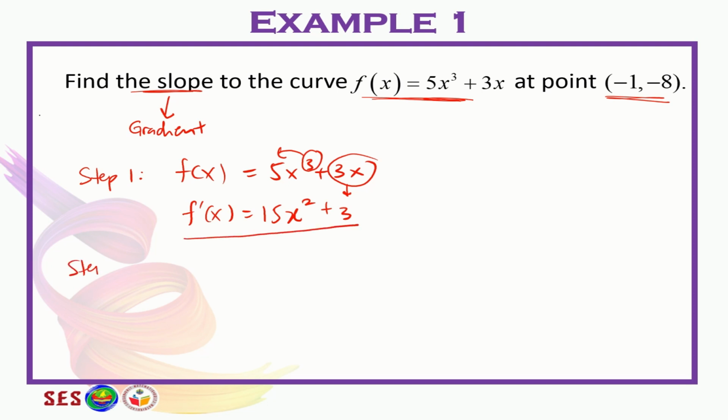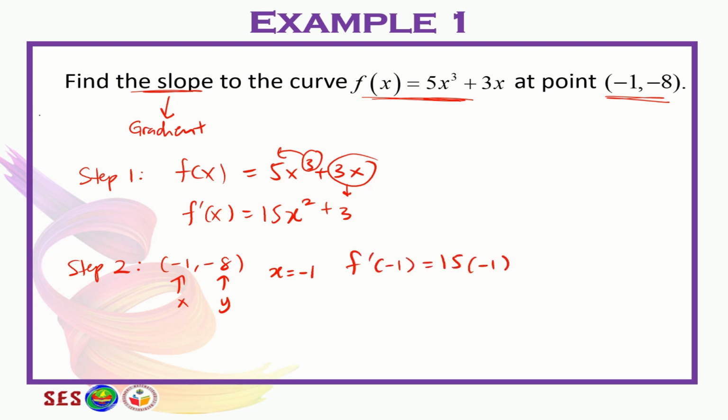And then the second step is you have to substitute the value of x. We have point negative 1, negative 8. So this one is x, and this one is y. So x is equal to negative 1. So f prime negative 1 is equal to 15 times negative 1 squared plus 3. So it's equal to 15 plus 3, which is equal to 18. Therefore, the slope is equal to 18.